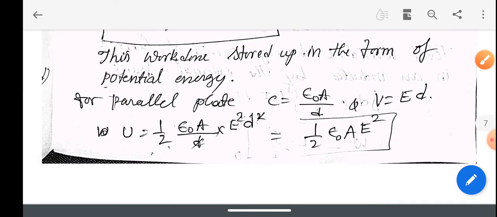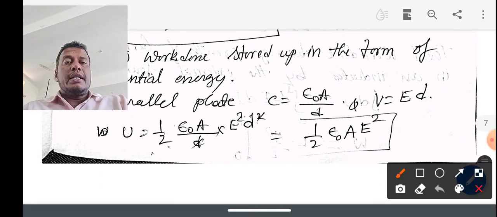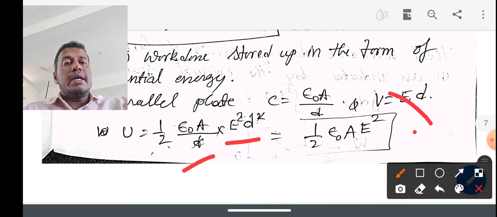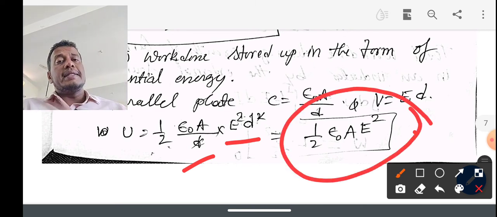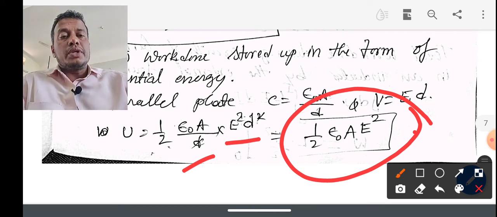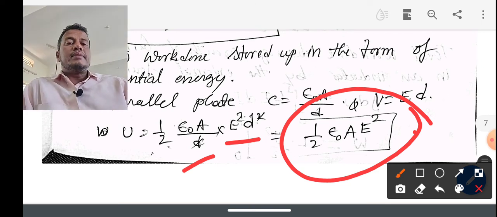That leads to U equal to half epsilon naught A by d into E square d square, that is V square. So, for the parallel plate, the energy stored is given by half epsilon naught A d into E square. This is the energy stored in a parallel plate capacitor.